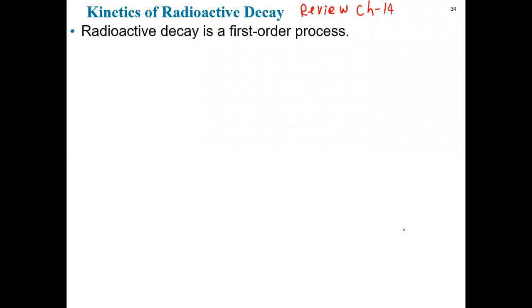The kinetics of radioactive decay, we will review chapter 14. In chapter 14, we studied the rate law. So rate law can be differential or integrated. We know radioactive decay, for any radioactive decay, all those different decay ways like alpha decay, beta decay, positron emission, they are all first order processes.